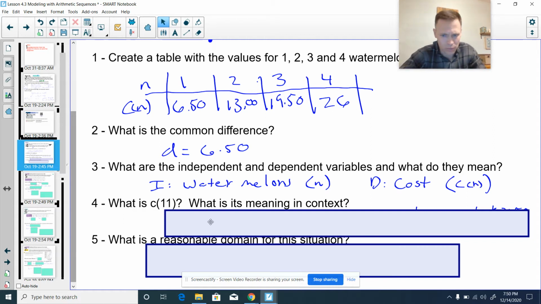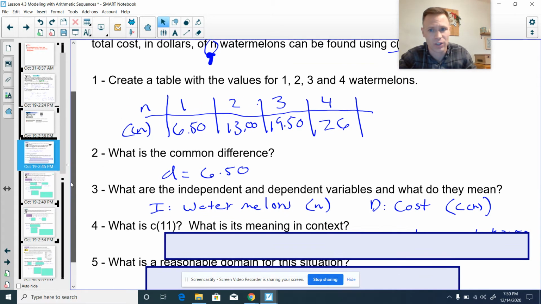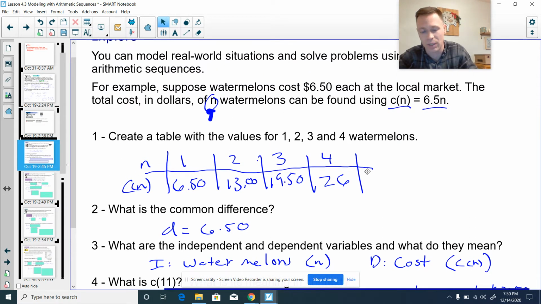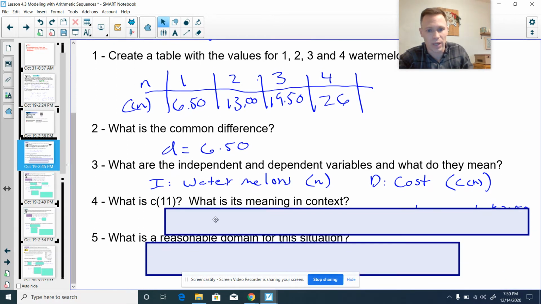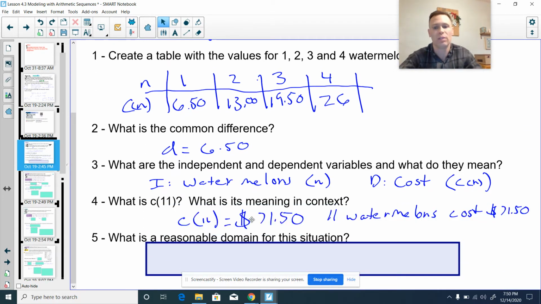So what is C of 11? What is the meaning in the cost? Well, C of 11 would mean I'm buying 11 watermelons. So I'm going to substitute 11 into that function that we used here, right? 6.50 times 11. And when I do that, I end up with $71.50. And I can write a sentence that says that 11 watermelons cost $71.50. All of these real world questions are going to ask us to write a sentence that tells us what the answer represents. That's what we want when we do a real world problem.